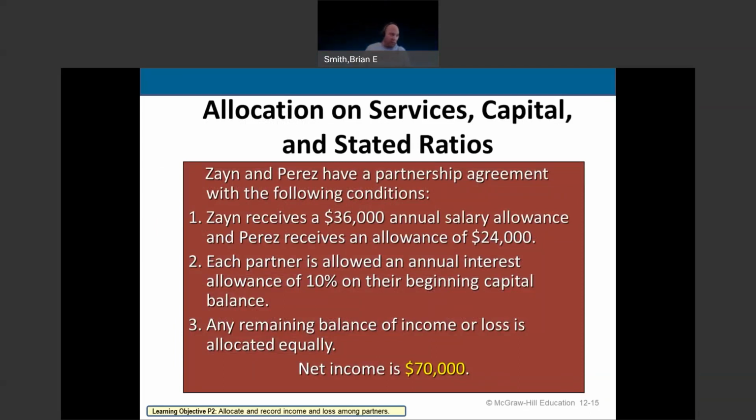And then maybe we agree, hey, interest on our capital accounts will be at 10%. So whatever's in your capital account, we're going to give you 10%, kind of like an interest payment on that. And then any amount that is remaining, we'll allocate it equally. So we're going to follow this three-step process, and I'll show you how to do that here.